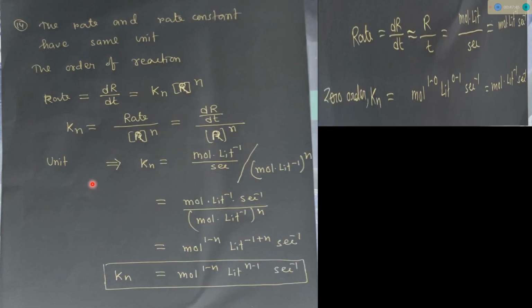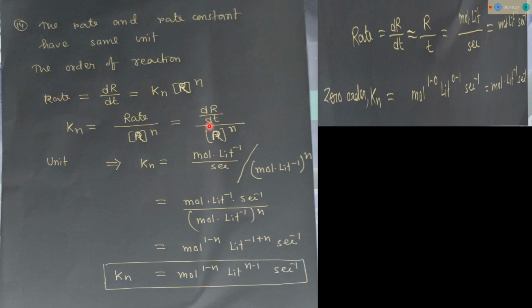For part one, the rate and rate constant have the same unit. The question was: for which order of reaction do the rate and rate constant have the same unit? We all know that for nth order reactions we can write the rate as dr/dt = k_n r^n. I don't mention the sign here; we have to focus on the rate unit only. So from this equation, k_n = rate / r^n.